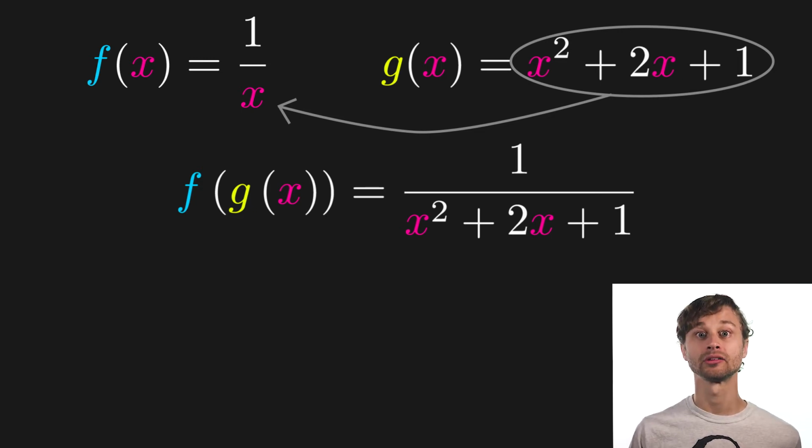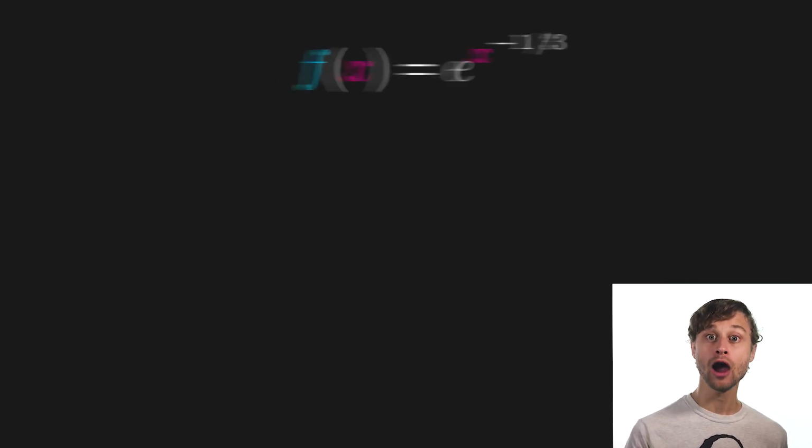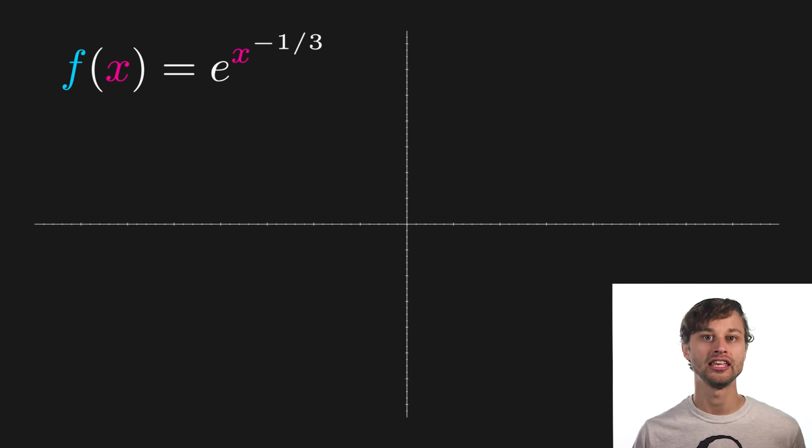So let's take a look at something a little bit more complex. For instance, f of x is equal to e to the x to the negative 1/3 power. Here we have a power function inside of an exponential function. So how does that affect things? In general, we need to consider the inside function before we consider the outside function. But in general, these functions will have properties of both of these functions.